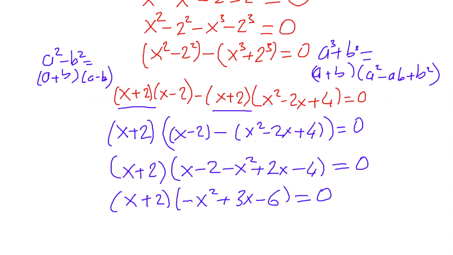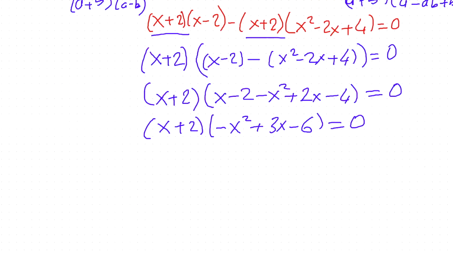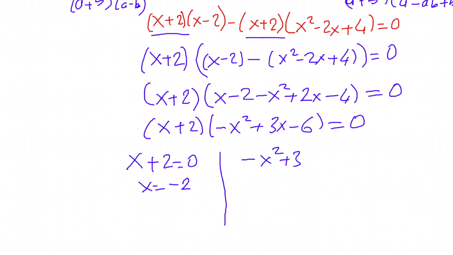So now we have our two parts of the equation. We can say that x plus 2 is equal to 0. From here, we can find the value of x as negative 2. On the other side of the problem, we have negative x squared plus 3x minus 6 is equal to 0.